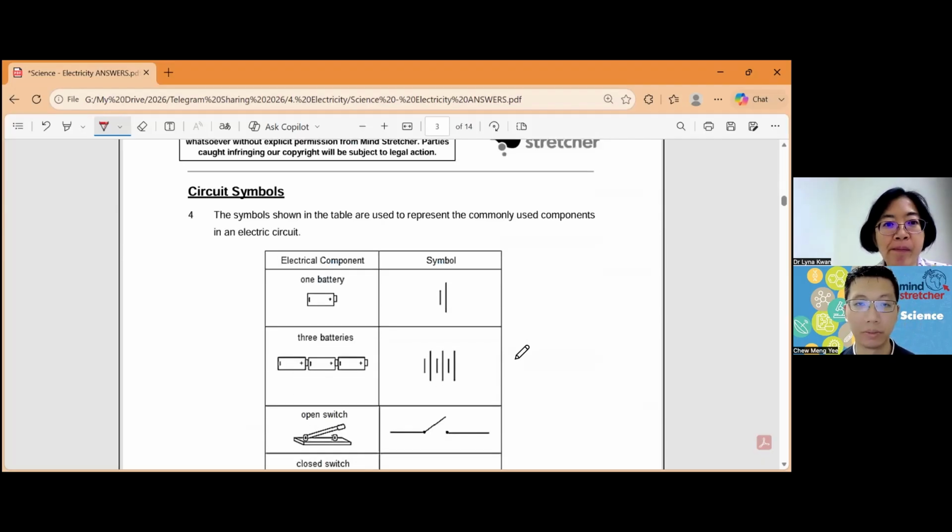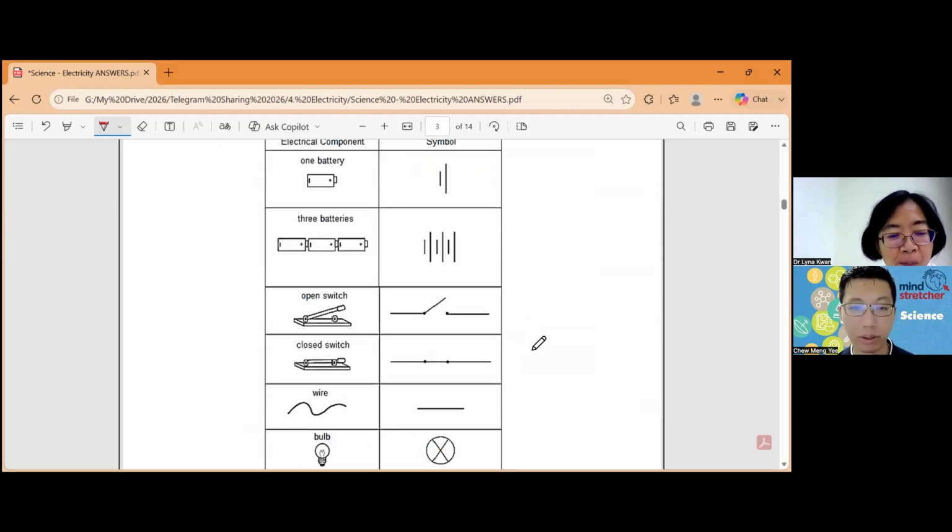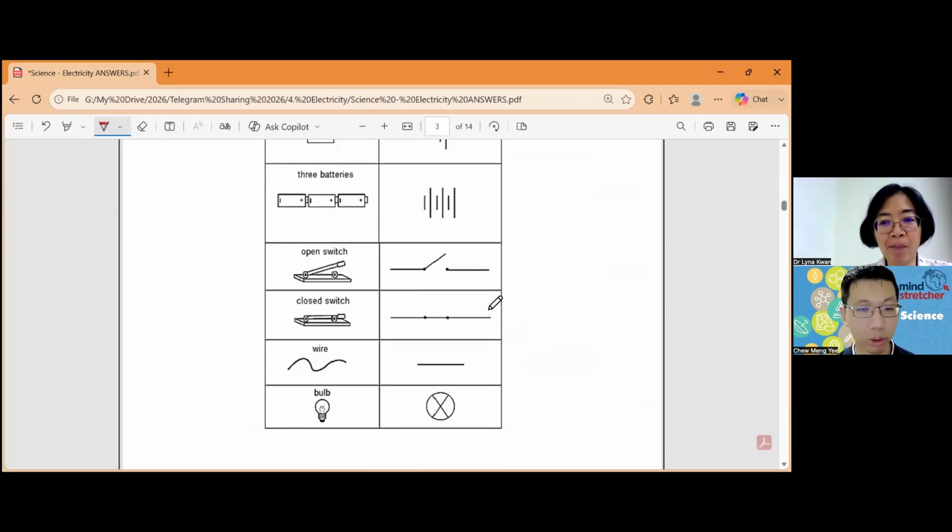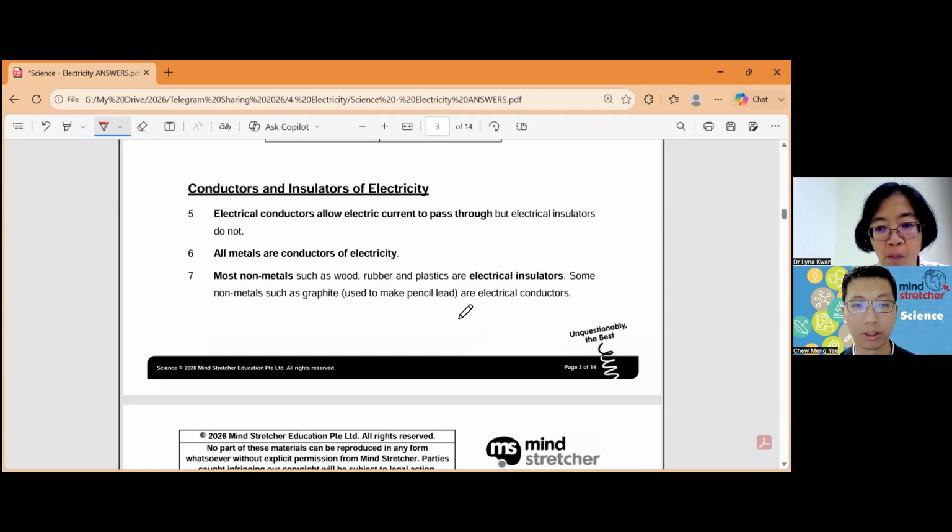Circuit symbols, all of you should be very familiar. This one, I will not go through. You should by now know this. If you do not know, please go through them again.